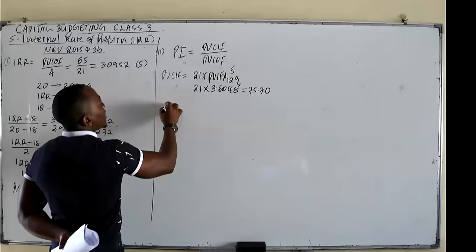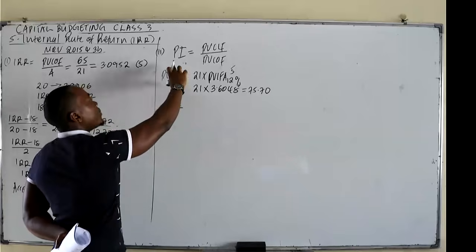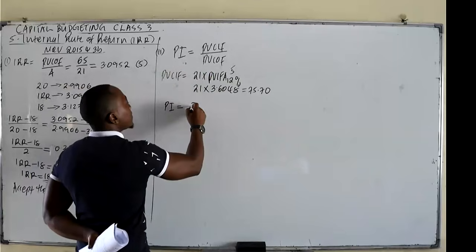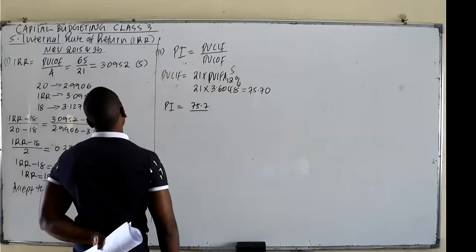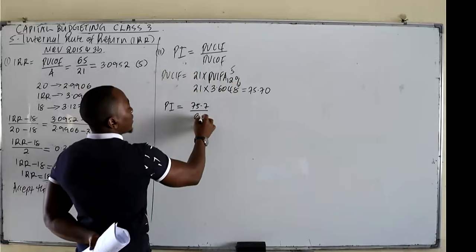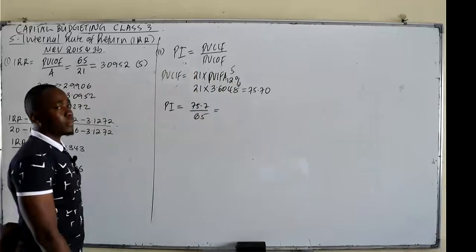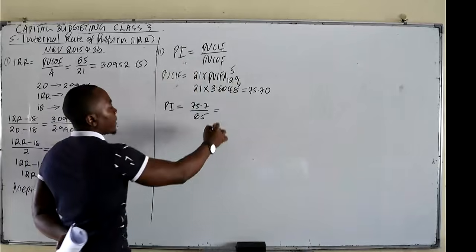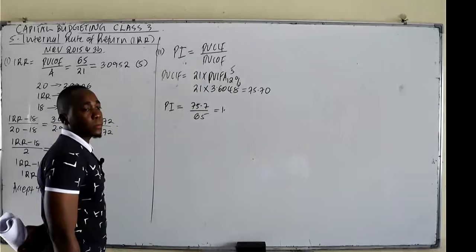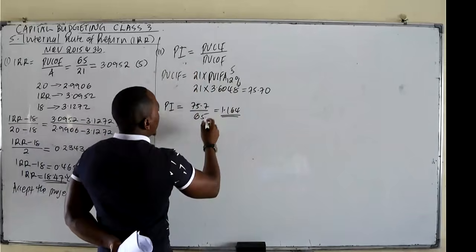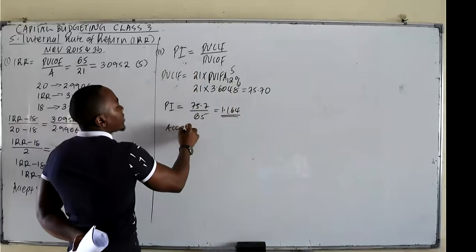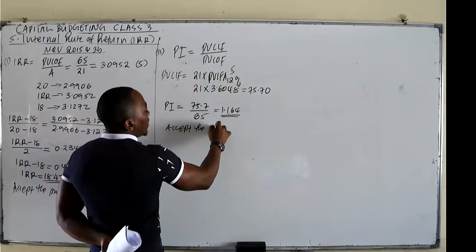So therefore, to get the profitability index, you take the present value of cash inflow, which is 75.7. You divide by the present value of cash outflow. How much was the cost of this project? Give me the answer. Get 1 point. 1.164. So you accept the project. You know why.